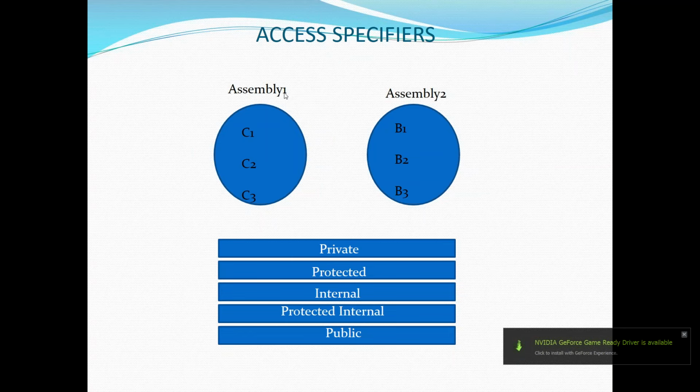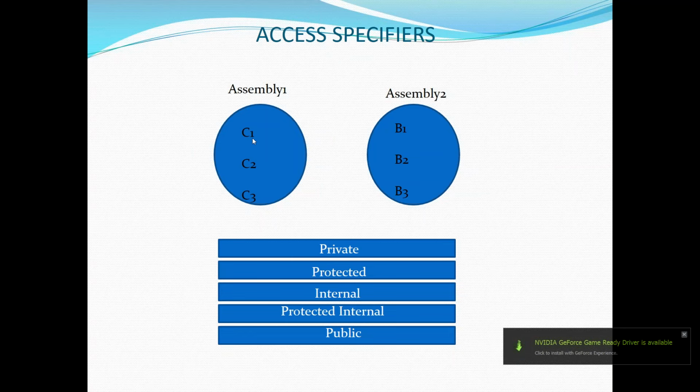Let us consider assembly 1 as State Bank of India and assembly 2 as Reserve Bank of India. The State Bank of India group will have a banking sector. Let us consider C1 as the banking sector, C2 as the credit card sector, and C3 as the loan sector. In Reserve Bank of India also you will find the same hierarchy: banking sector, loan sector, and card sector. In assembly 1, C1 is considered the banking sector. Let us focus only on the banking sector and forget about the other sectors.